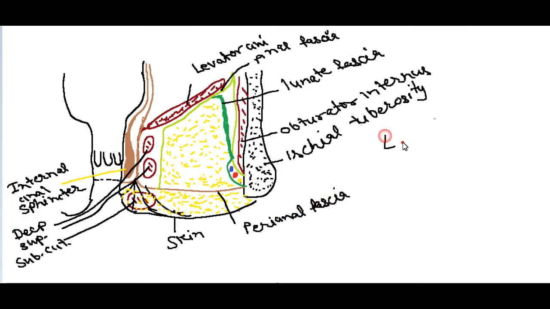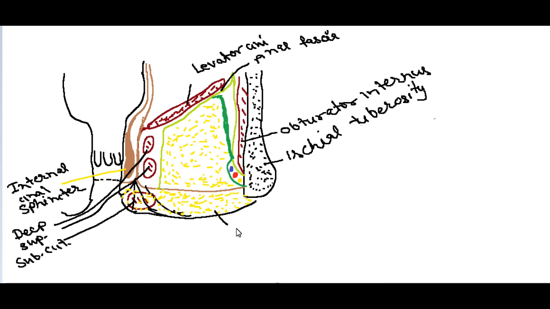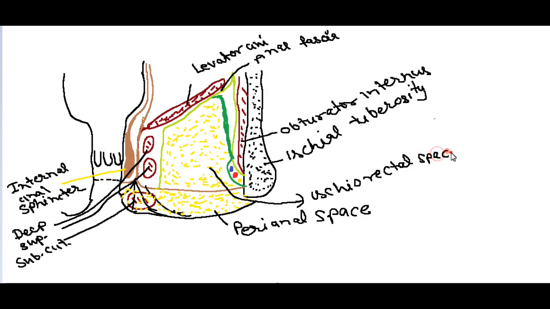Now we have the lateral and medial boundaries. The lateral side is the fascia covering the obturator internus muscle and ischial tuberosity. The medial side is the anal fascia covering the external anal sphincter. Below we have the skin. Above, these two fascia will join, the anal and the obturator. Now we have three spaces. Below is the perianal space. This is the ischiorectal space, and above is the suprategmental space.